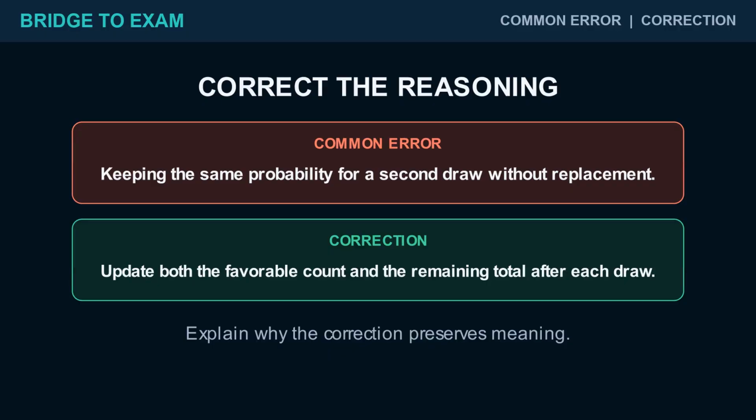Watch for this common error. Keeping the same probability for a second draw without replacement. Correction. Update both the favorable count and the remaining total after each draw.